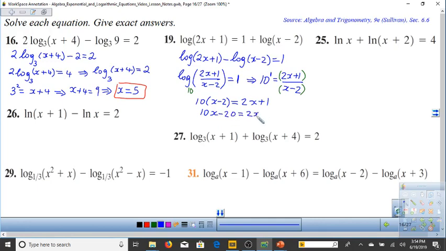and this is a simple linear equation which I will just write the answer to. We subtract 2x from both sides and add 20 to both sides, so you get 8x equal to 21, so x is equal to 21 over 8. Now let's check to see if we're correct.